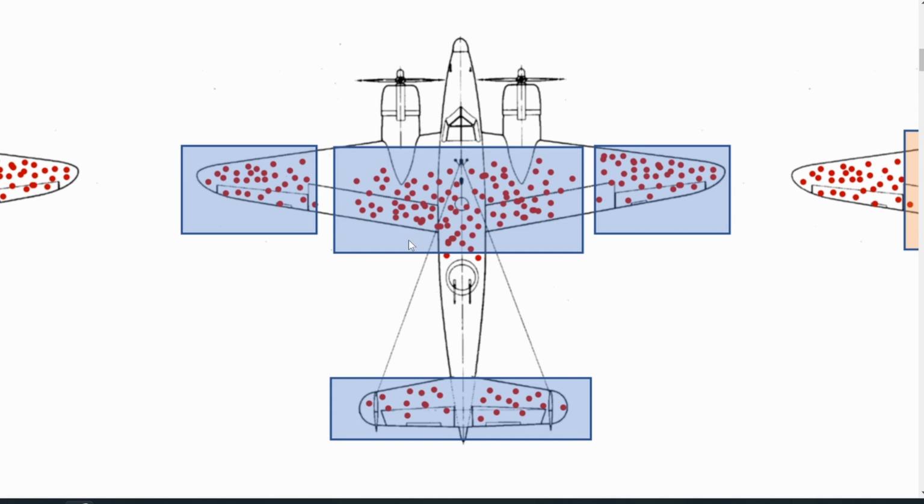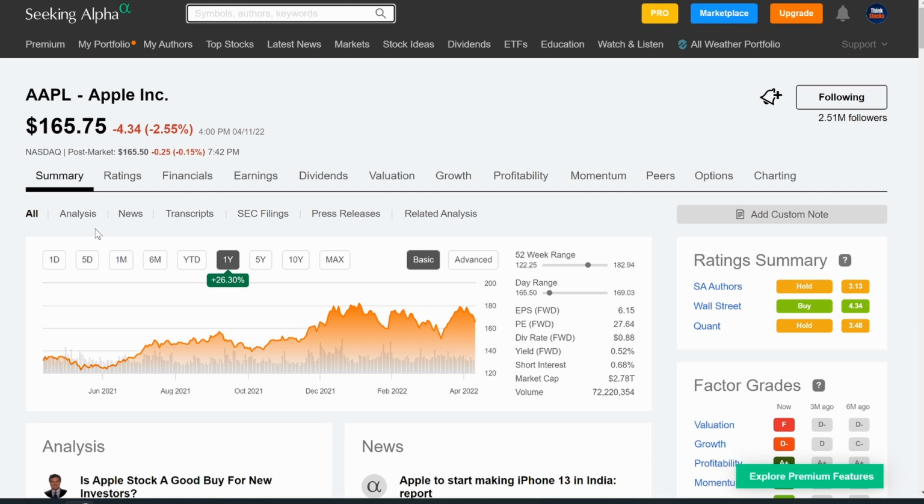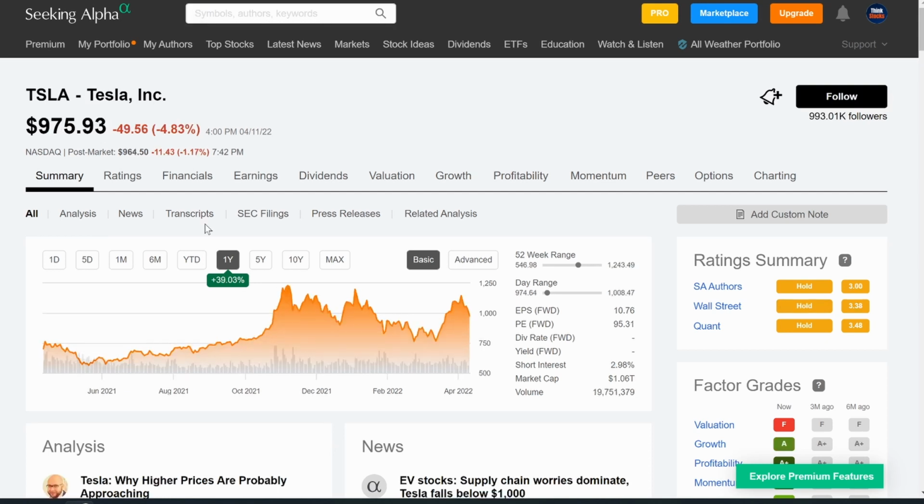So how does this relate to the stock market? Well, here are three stocks that I guarantee we all suffer from survivorship bias with. GameStop. How many of us actually have GameStop in our portfolios? Apple. I'm guilty of that. I have Apple in my portfolio. And good old Tesla. These three stocks we are all piling our money into purely based off of survivorship bias.